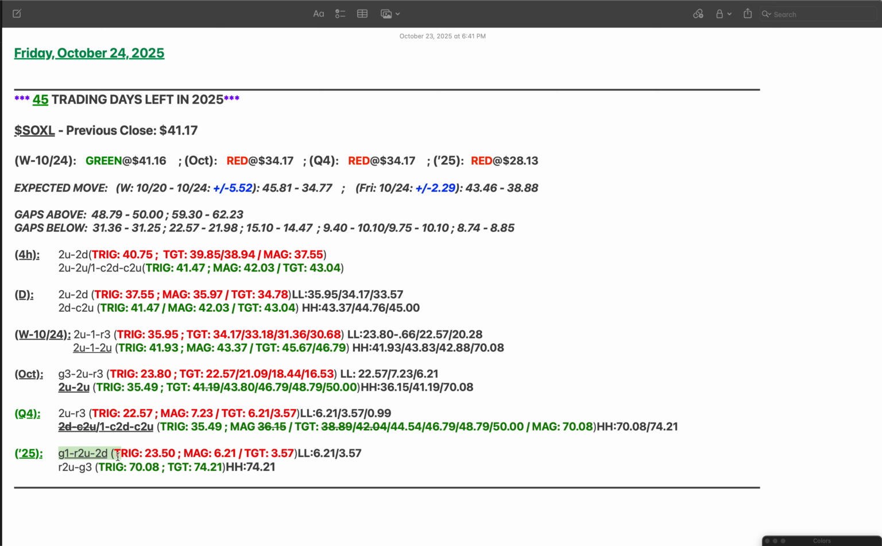Then on the year, we talked about we turned around the 1 2 down, 2 up. We got the green hammer, and just looking to finish as solidly, as bullishly as we can into the end of the year, so we have a good chance of triggering the 2 down, 2 up on the year in 2026. That magnitude is 70.08 as well, so we'd be looking for that to be our ultimate target next year. But that's where we've got for our triggers and targets, from scalping perspective all the way up through the year chart.